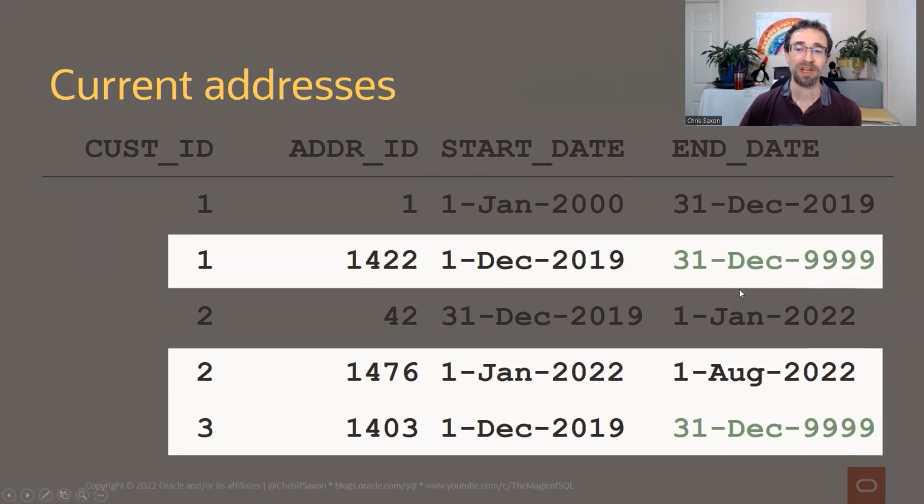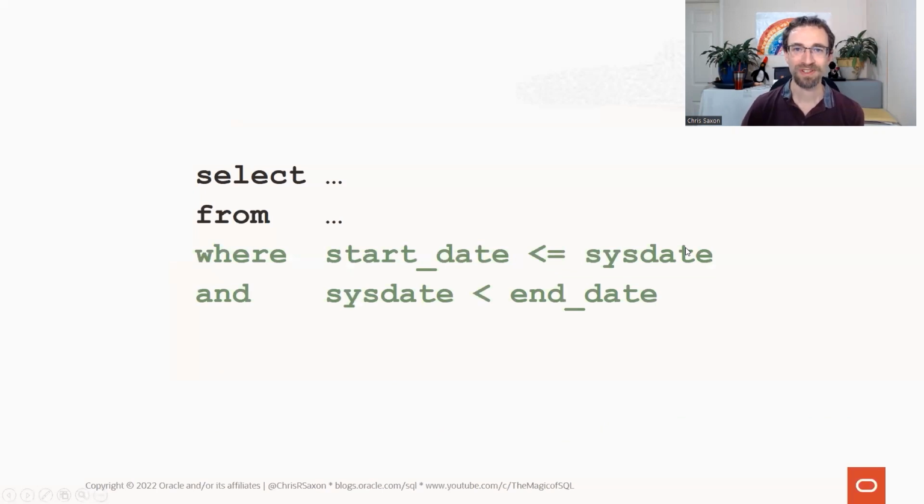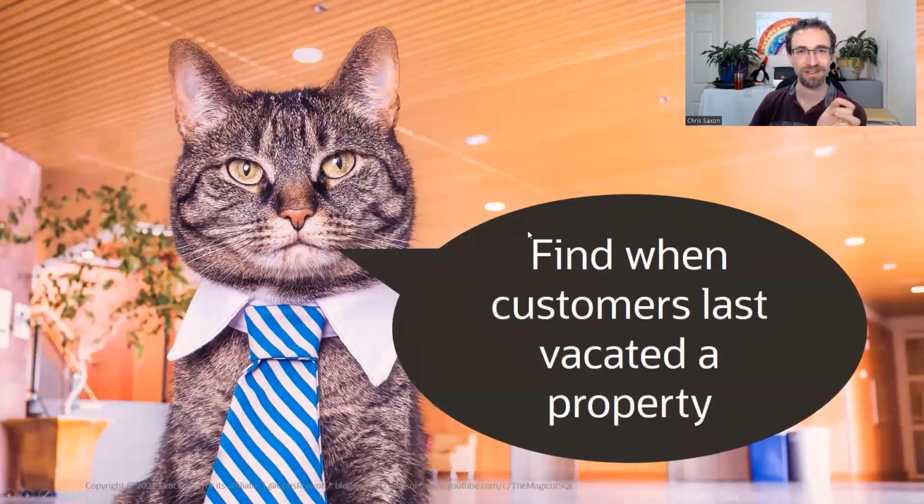So the really nice thing about this is it makes our query to find the current addresses for the customers super easy. We just check that sysdate is between those start and end dates, something like this. So all good, we made our queries nice and simple, right? Well, okay, we might have made our most common query simple, find the current address or the address at a particular point in time super easy, but it doesn't make all queries easy. Let's look at a different one.